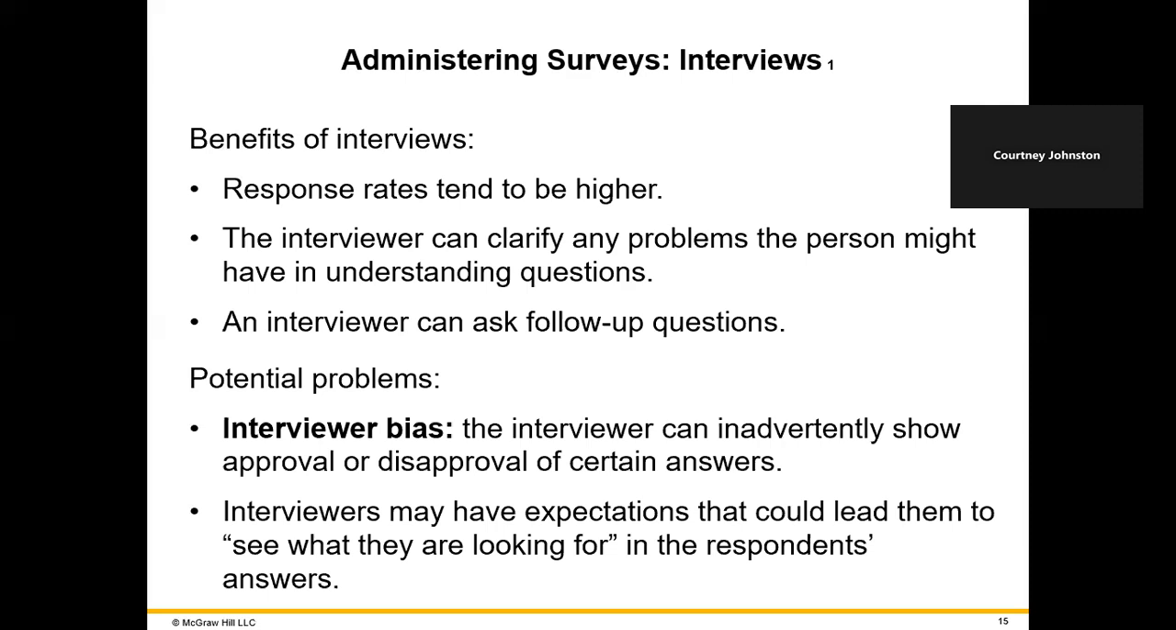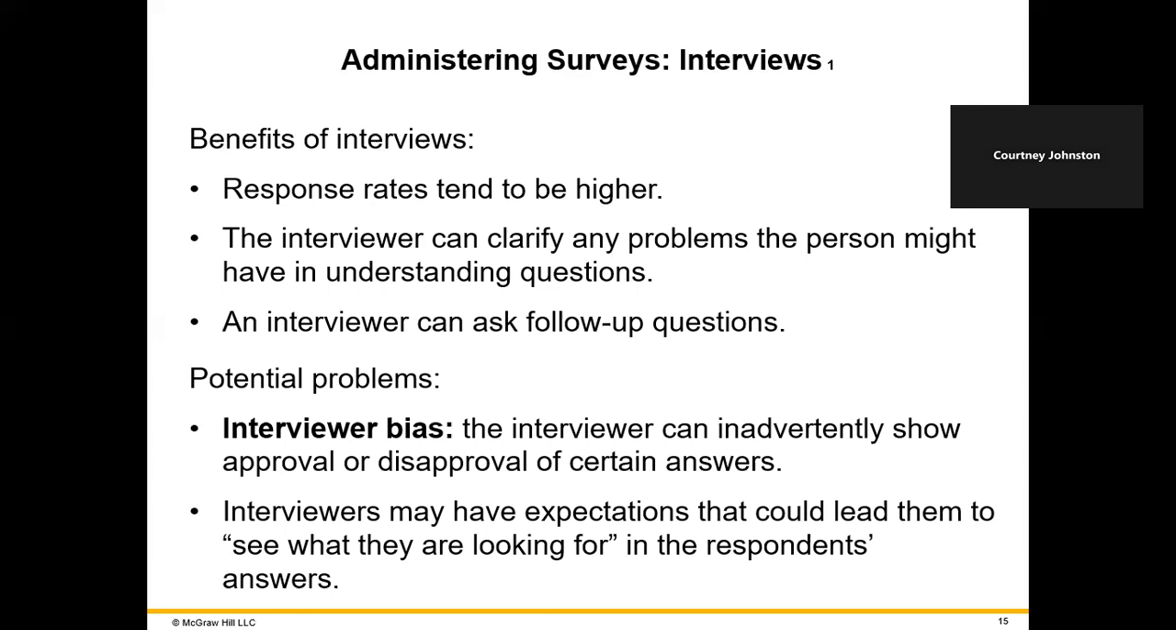But if somebody is wanting to do an interview with you, you're probably setting up a time and you're probably going to appear. And so response rates are going to be higher. The interviewer can clarify any problems a person might have in understanding questions. So if somebody doesn't understand it, they can answer those questions. Unlike if it's an online questionnaire, you're not going to be present to answer any questions. And the interviewer can ask follow-up questions as well, especially if it's a semi-structured interview.